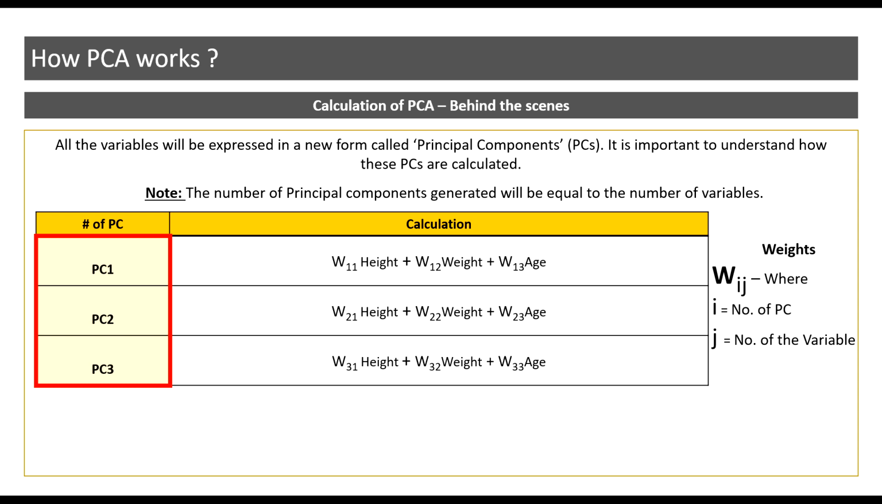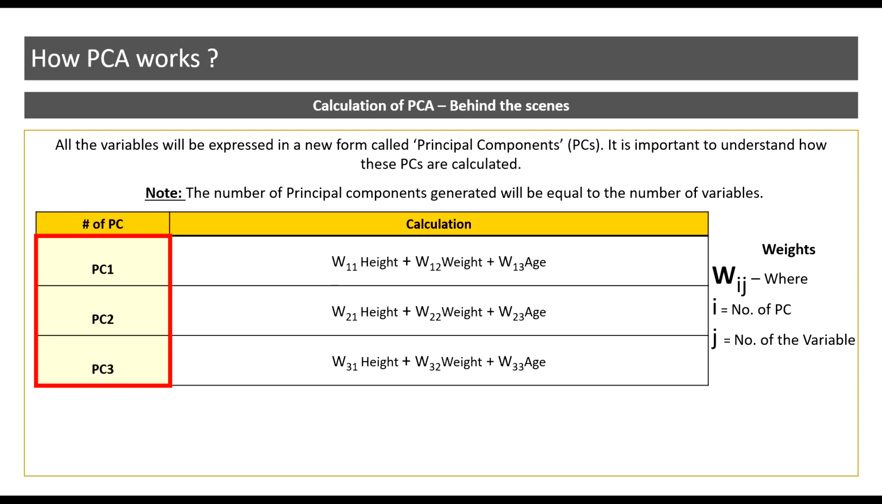Let us now take a few examples. Here I have W11. The first one, that is i equal to 1, stands for principal component 1 or PC1. And the second one, that is j equal to 1, stands for height, as amongst height, weight, and age, height happens to be the first variable. Hence, W11 suggests how much of height, or what portion of height, is loaded into the first principal component.